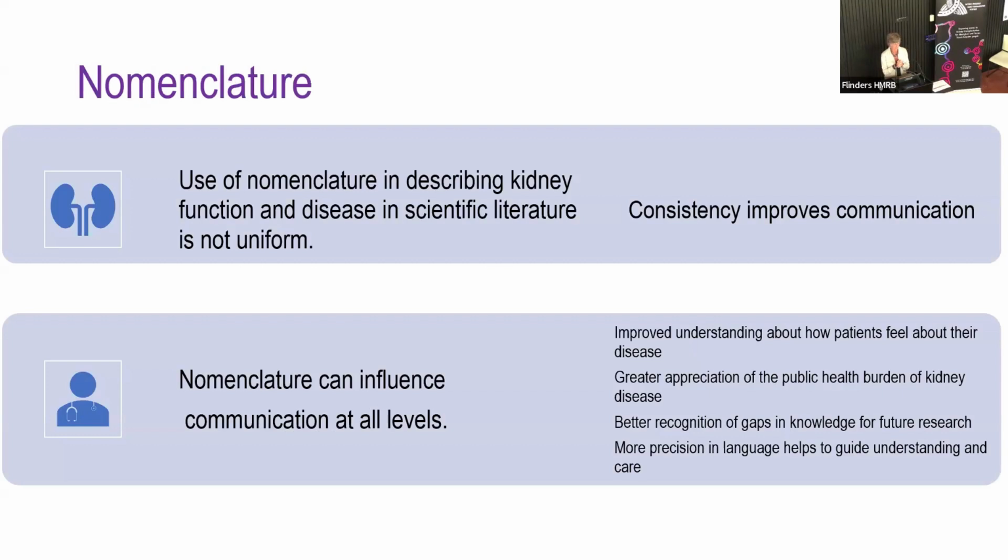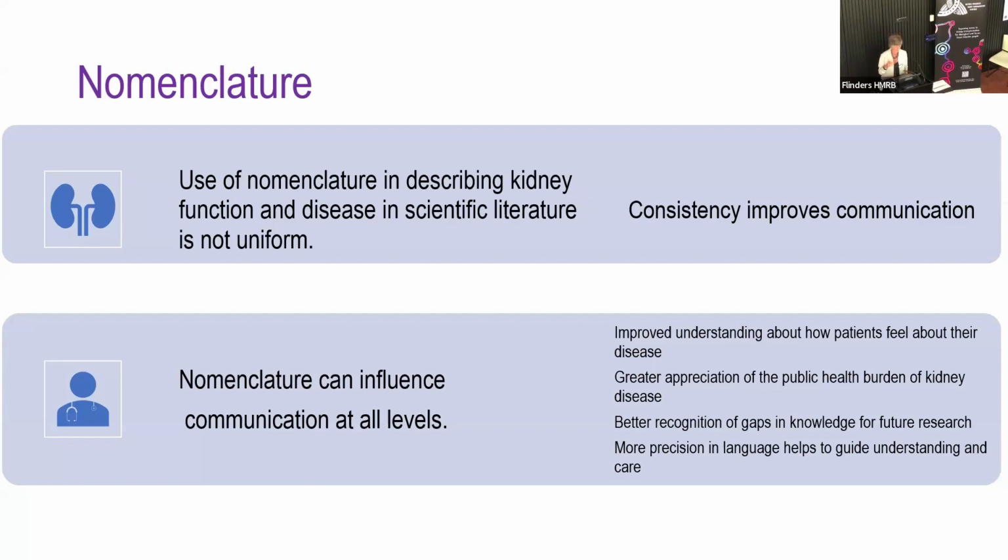I think that nomenclature in describing kidney function disease in the scientific literature was not and is not uniform. You will see words, and I'll come to this, that actually confuse people. And if you're a person living with kidney disease or a patient or a clinician, if we're using different words, it's going to be a problem. And I think consistency improves communication because we all know who and what we're talking about.